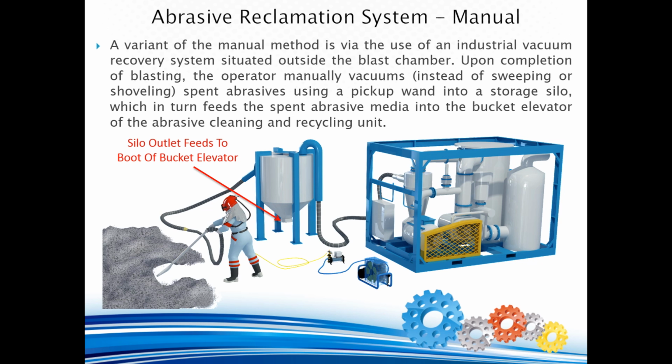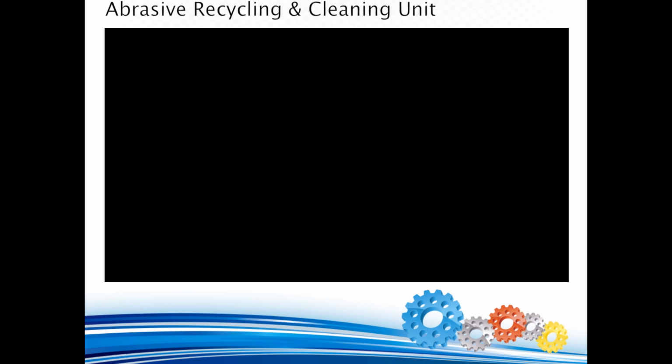A variant of the manual method is via the use of an industrial vacuum recovery system situated outside the blast chamber. Upon completion of blasting, the operator manually vacuums instead of sweeping or shoveling spent abrasives using a pickup wand into a storage silo, which in turn feeds the spent abrasive media into the bucket elevator of the abrasive cleaning and recycling unit. Let's have a closer look at an abrasive recycling and cleaning unit. This video shows Pan Blast ProFlow abrasive media recycling system in action as a standalone unit.